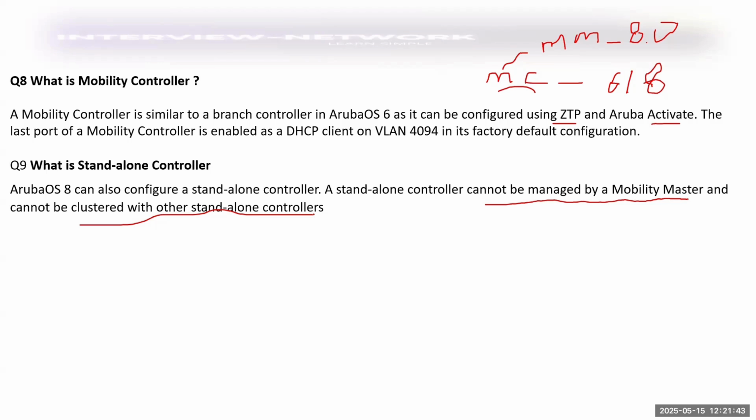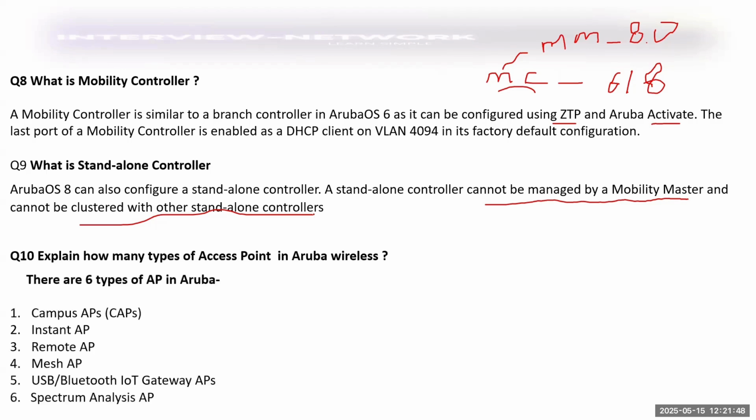Explain how many types of access point in Aruba wireless. So basically there are 6 types of access point in Aruba: campus AP, instant AP, remote AP, mesh AP, USB or Bluetooth IoT gateway AP, and spectrum analysis AP. Most commonly used are only these 3.